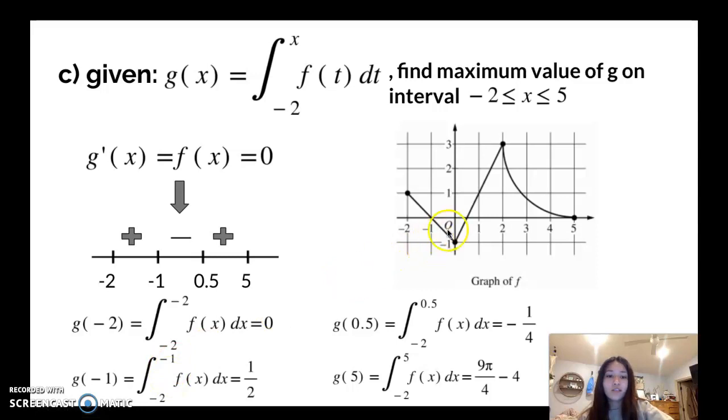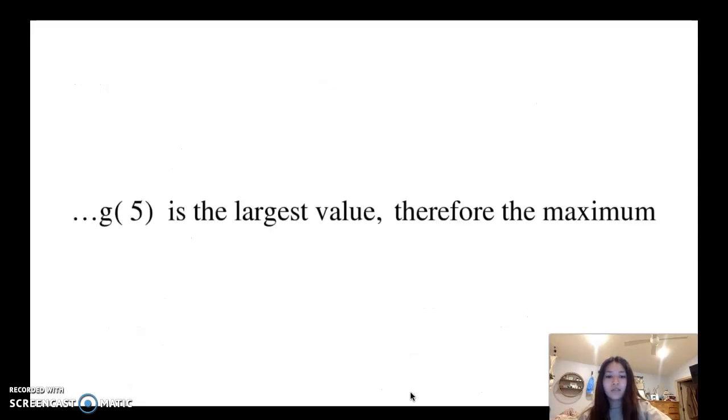So from negative 1 to negative 2, I'm just finding the area of these triangles and adding them together, and I got 1/2. And then from 0.5 to negative 2, I did the same thing. And then from 5 to negative 2, we found that in part A, which was 9 pi over 4 minus 4. And then when we compare these four values, we get that g of 5 is the largest value, so therefore it is also the maximum.